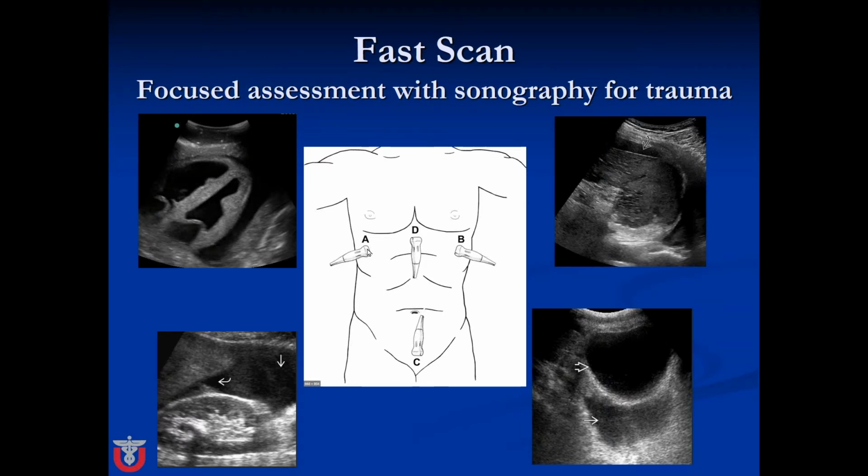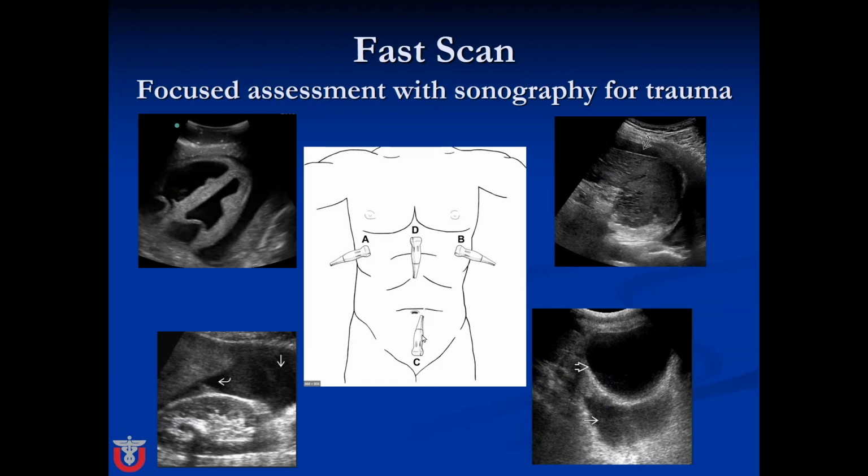The next spot you're going to look at is one of the most important, and it's in the right paracolic gutter in the area of Morison's pouch. It's important because Morison's pouch is the most dependent portion of the abdomen, and that's where you're going to see fluid accumulate. Here's clot. Here's some free fluid in the flank.